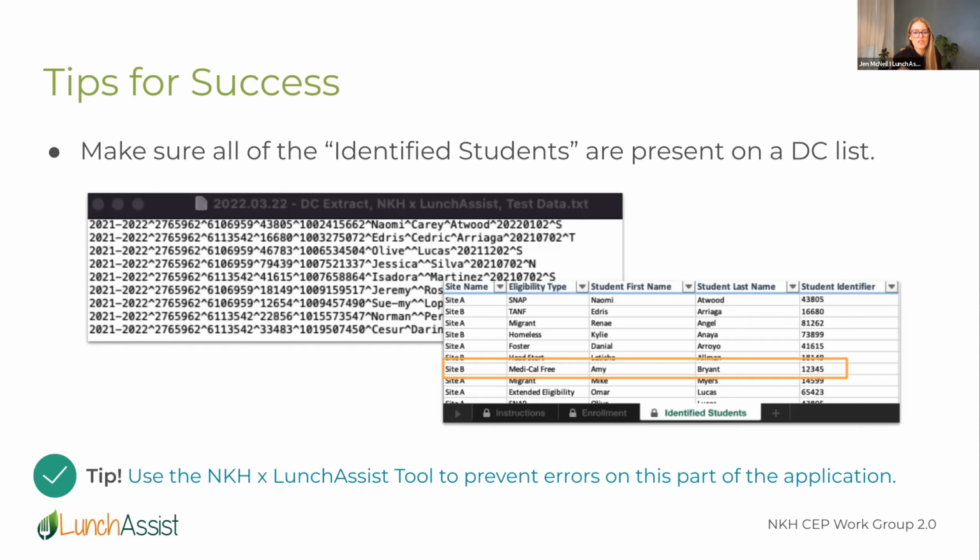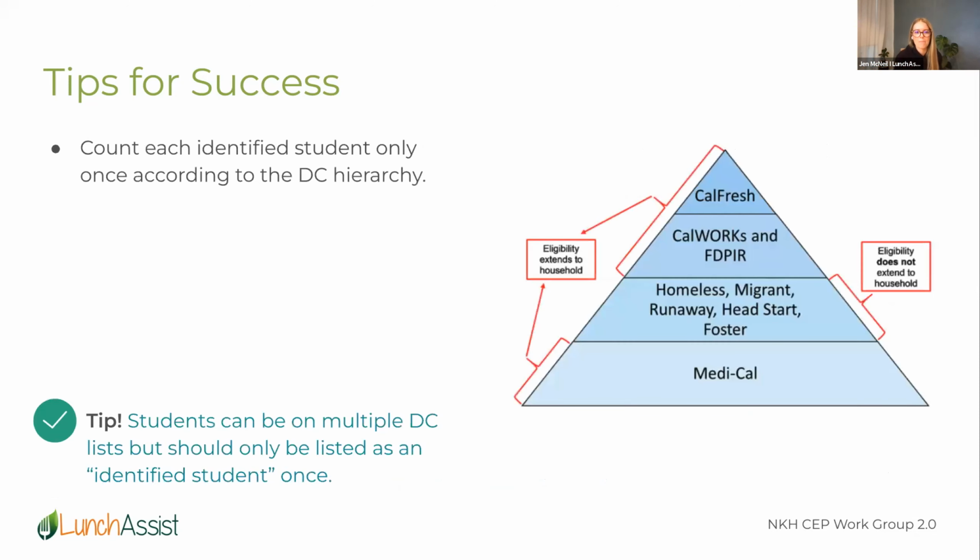So to avoid this, just make sure again that each of the identified students are present on one of the direct certification lists. And again, this is something that the tool will show you in a minute. We'll be able to automate for you so that basically this error should be prevented if you process your data using the tool or use that as a way to do all of your data management.